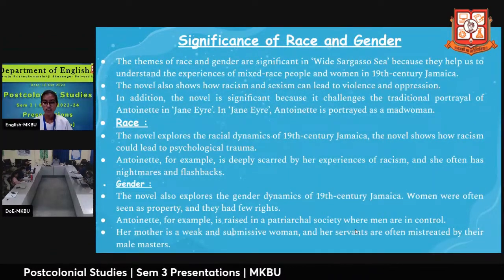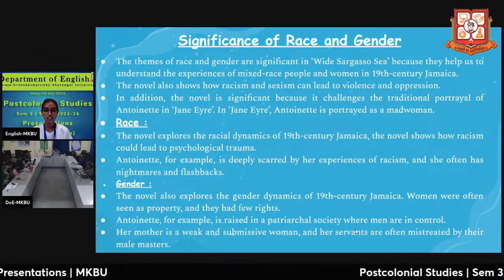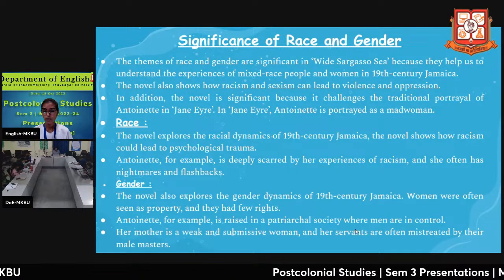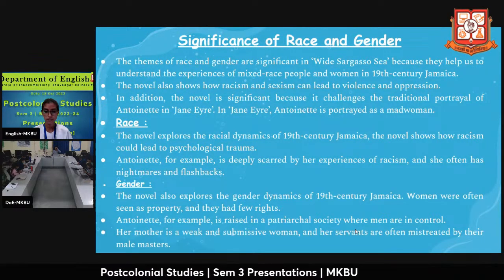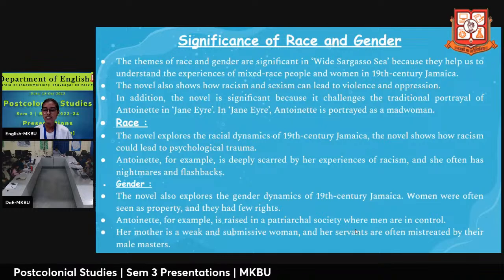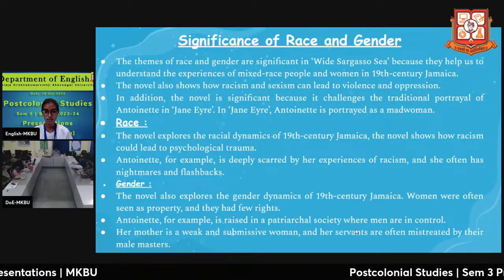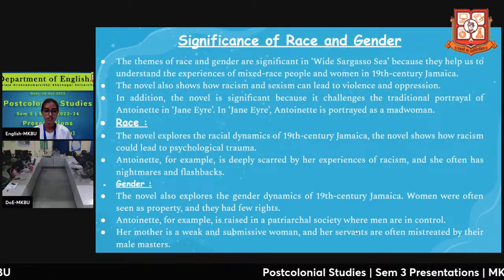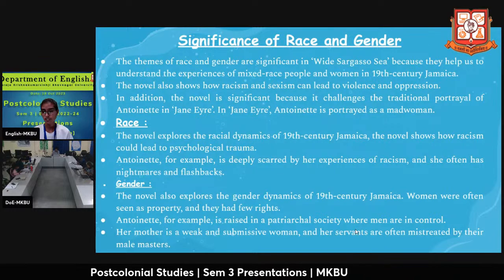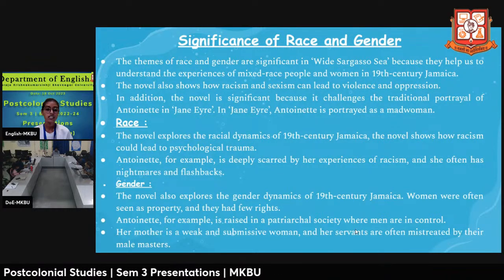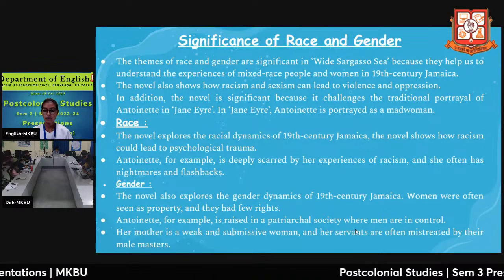Significance of race and gender. The themes of race and gender are significant in Wide Sargasso Sea because they help us to understand the experiences of mixed race people and women in 19th century Jamaica. The novel also shows how racism and sexism can lead to violence and oppression. In addition, the novel is significant because it challenges the traditional portrayal of Antoinette in Jane Eyre. In Jane Eyre, Antoinette is portrayed as a madwoman.